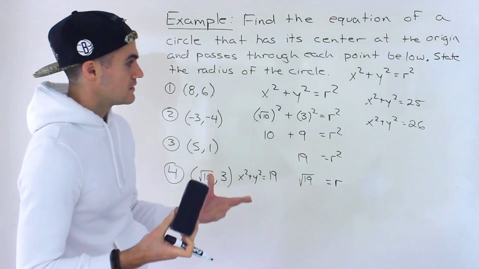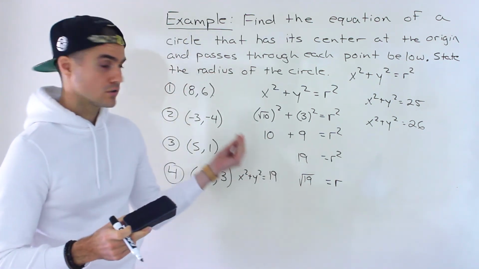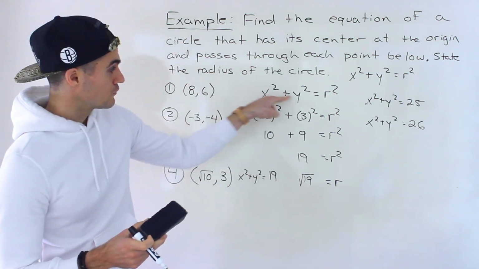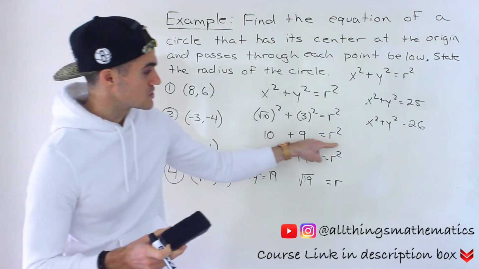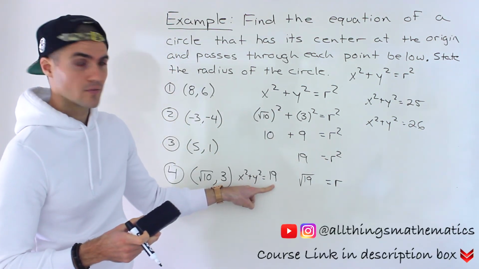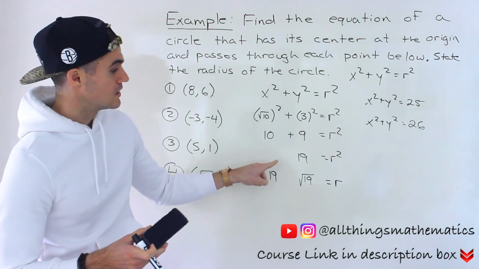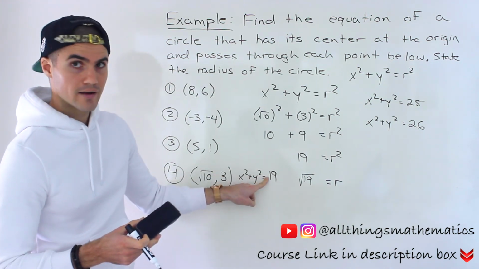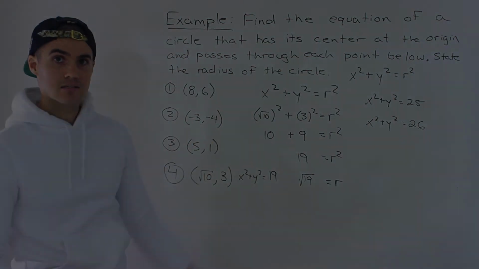So that's how you find the equation of a circle. If you're given a coordinate, just plug in the coordinate for the x and y, and then just see what that r squared is going to equal, and then just put that on the right side. If you want to get the radius, just square root that right side. And then that's the process.